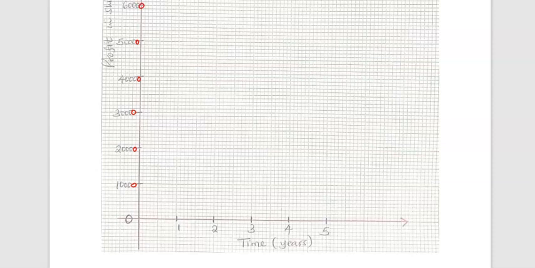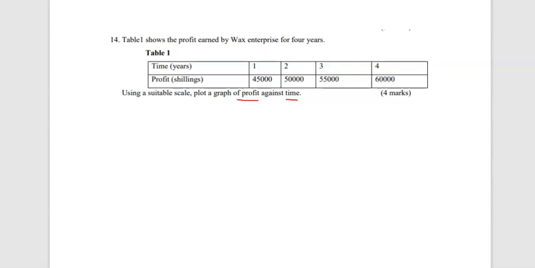And remember, they should be uniformly spaced, like from 0 to 10,000 we have 2 larger boxes, 10,000 to 20,000 2 larger boxes, and so on and so forth, all the way to 70,000. Our highest value in the table is 60,000, so we don't really have to go beyond 70,000.